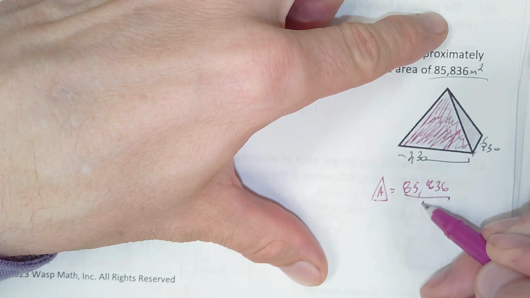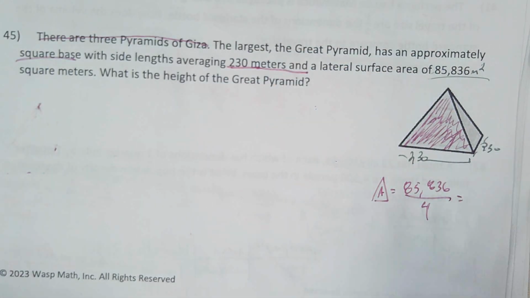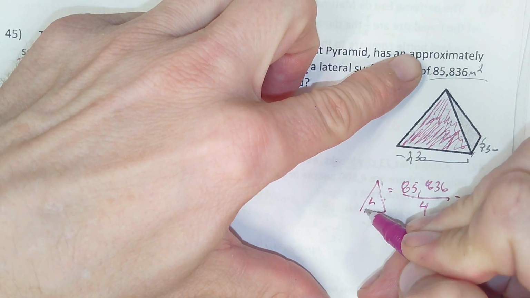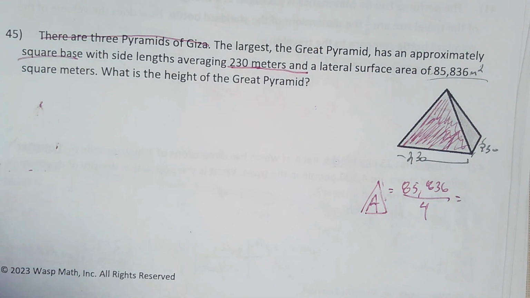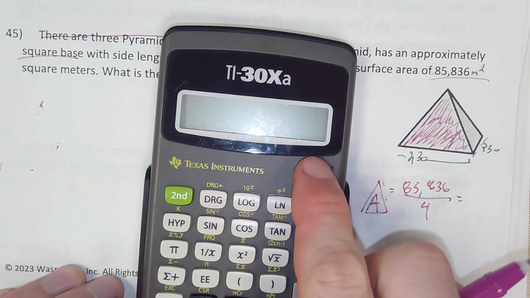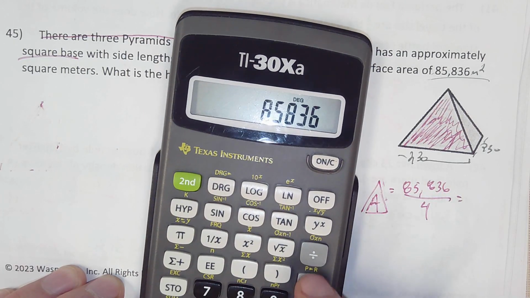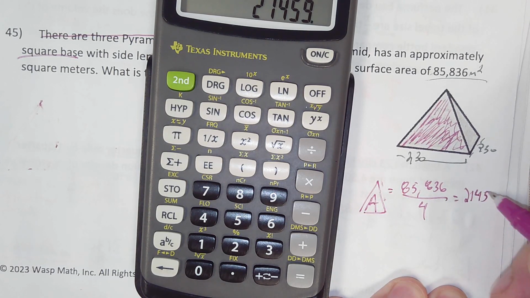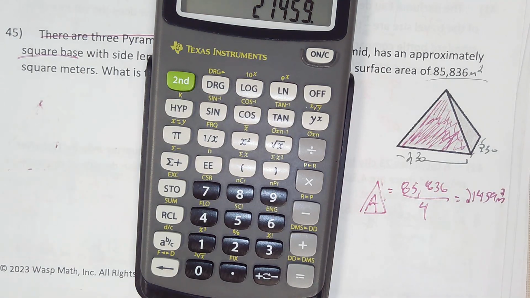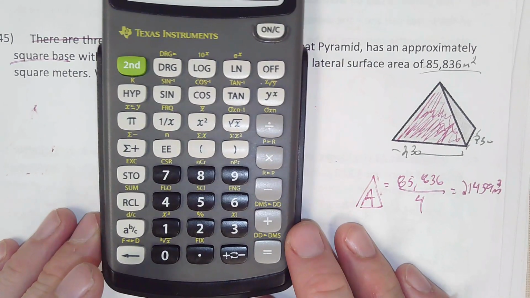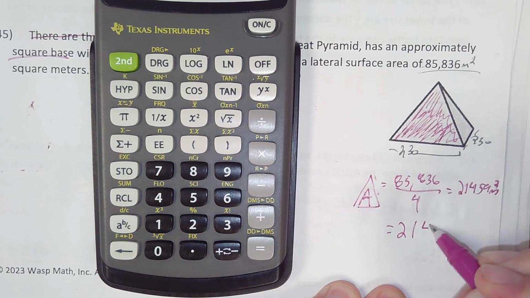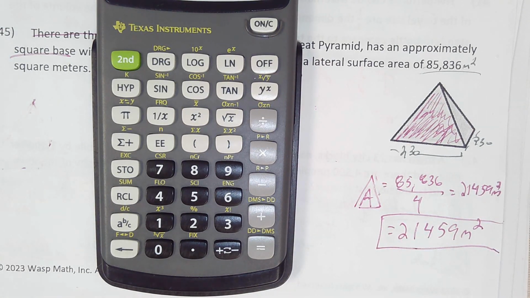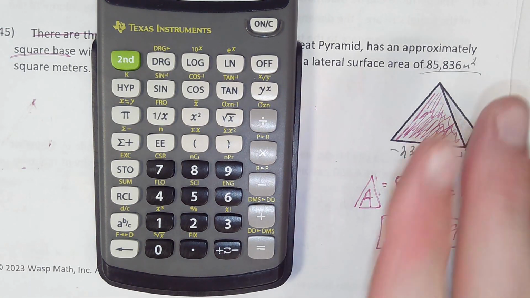They're all the same area. It's going to be divided by 4, right? Let's make that A bigger. The area of all of those triangles is going to be equal to 85,836 divided by 4, 21,459 meters squared. Almost run off the page there, right? So it equals 21,459 meters squared. That's the area that I'm dealing with. That's my slant area.